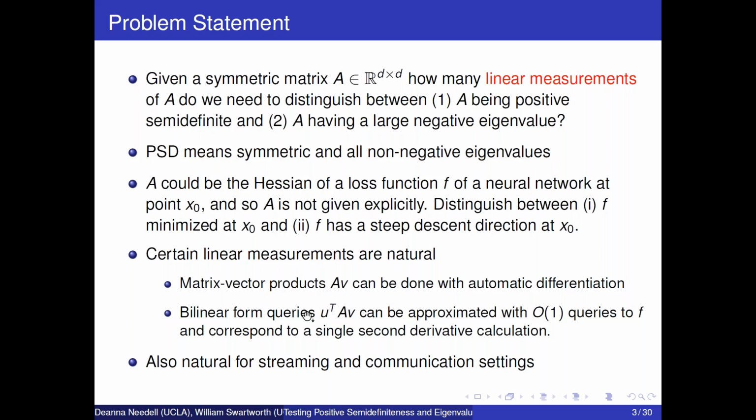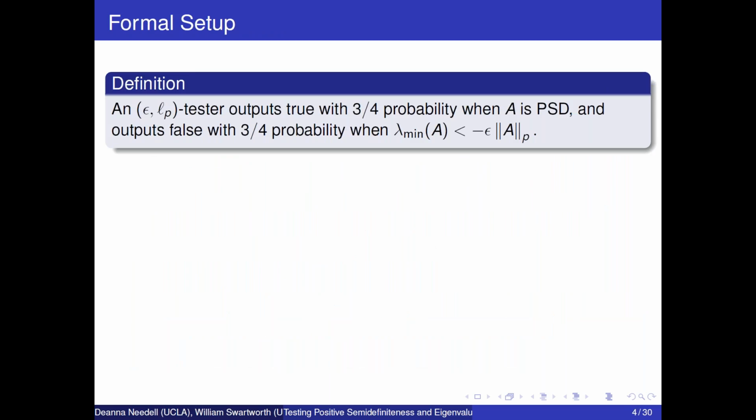Linear measurements are also natural for streaming and communication settings. I won't get into the details, but under some assumptions, the best possible streaming algorithms for any problem actually consist of linear measurements. This is natural because, for example, if your matrix A is distributed across multiple players, or if it's updated in a stream, then since this operation is linear, given A times V and A prime times V, you can add them together to get A plus A prime times V. So this is a very important mergeability property of linear measurements. That's what we're going to look at: we're given this matrix A, and we'd like to observe certain properties of it through linear measurements.